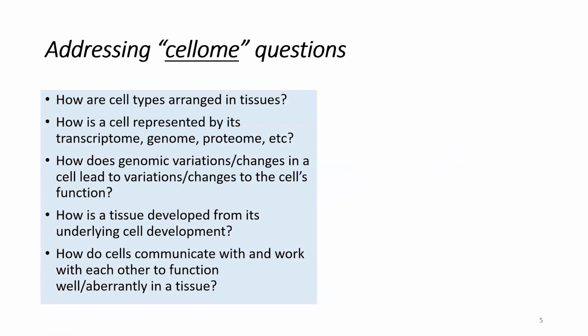But of course, the ultimate science that we're trying to answer is a lot more sophisticated, and I would term this the cellome. Essentially, in single-cell analysis we want to answer biological questions such as: how are cell types arranged? How are cells represented by their individual omics? Transcriptomics is one of the major parts, but it's not all. And how does a genomic variation in the cell lead to changes in cell function?